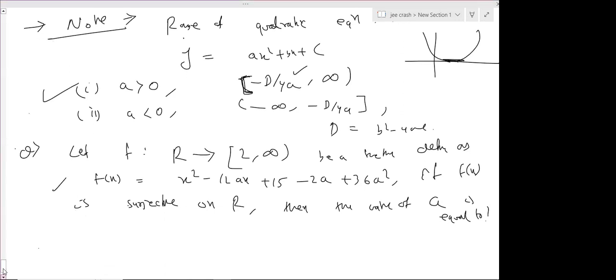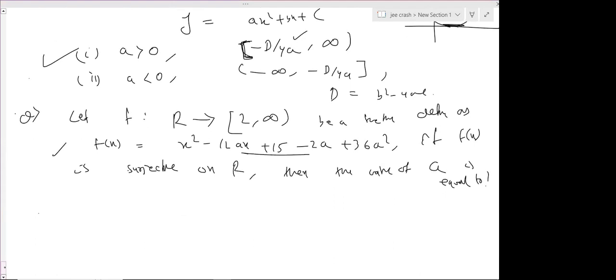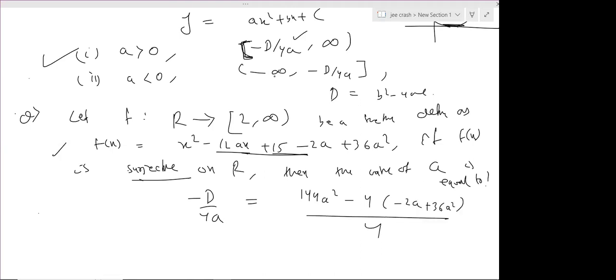Alright, there are two ways we can solve this. We know the minimum value of this function will be minus D upon 4a, right? And because that is surjective, codomain will be equal to range. We can calculate this minus D upon 4a. So this is b square, b square is 144a square, minus 4ac. So 4 times a is 1 and c is minus 2a plus 36a square, upon 4. And this thing, put it equal to 2. We'll get the answer.